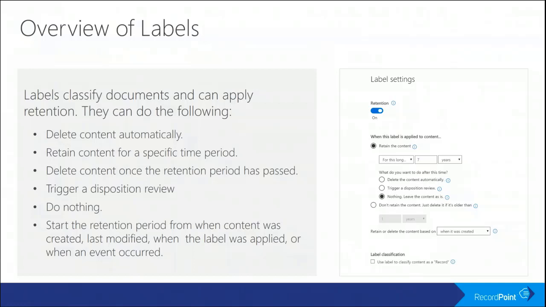You can also use a label to classify something as a record. Some people call this finalization. It's where you're actually locking the file down from being edited so that people can't change it anymore. So you can use a label to do that if you would like.